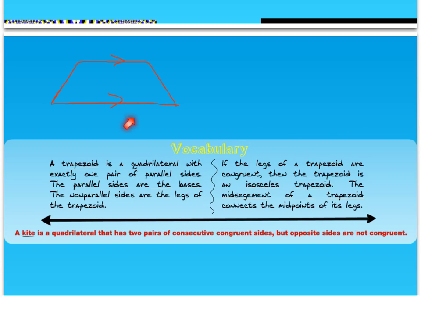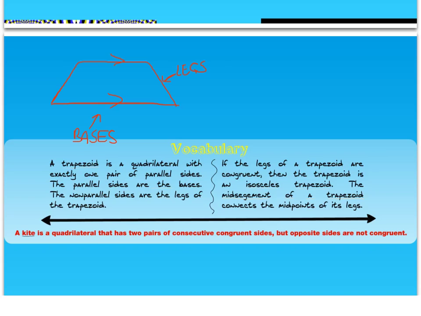First picture I've drawn here is a trapezoid, and it's still a quadrilateral. It has 4 sides, but it has exactly one pair of parallel sides. So here I have the 2 parallel sides indicated, and those are called the bases of the trapezoid. The other sides are called the legs.